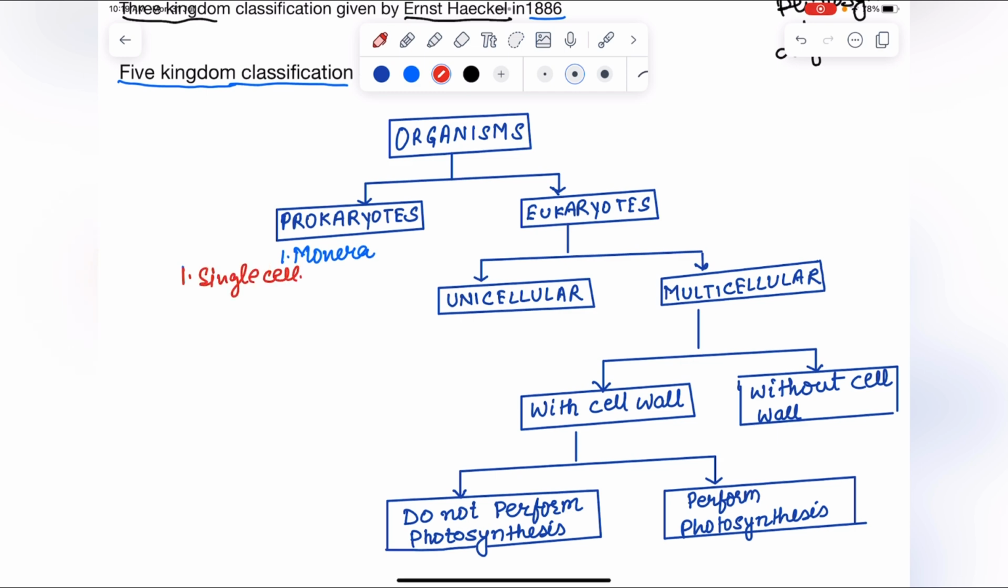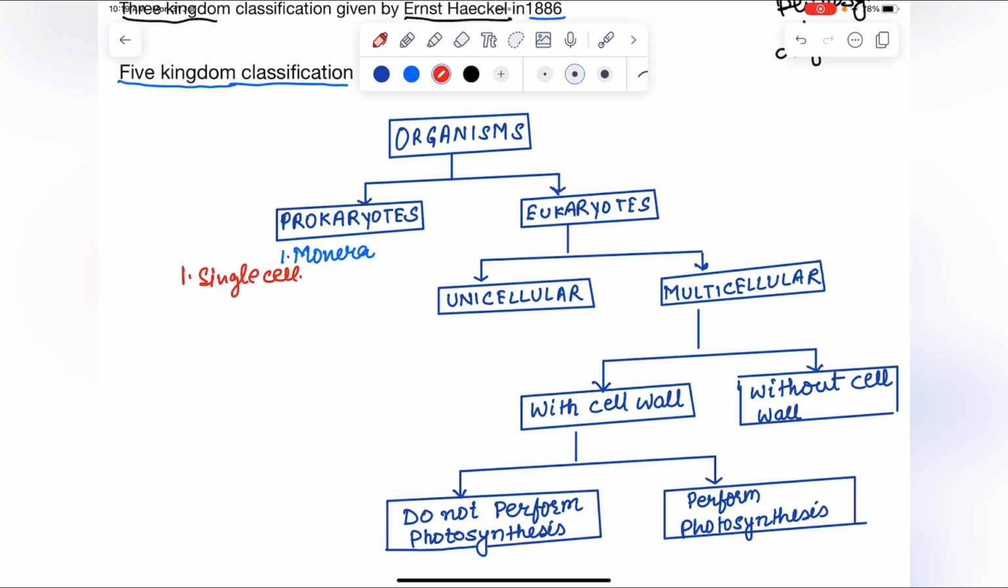I told you in this, the nucleus is not developed, or it is called a nucleoid because the nuclear membrane is absent in it, and the genetic material is floating in the cytoplasm. So, Monera comes under prokaryotes. The example will be bacteria, all the bacteria come under Monera.